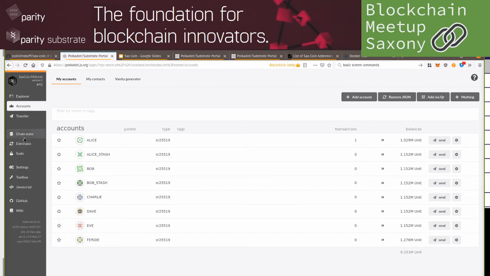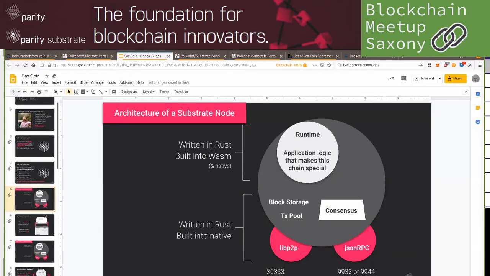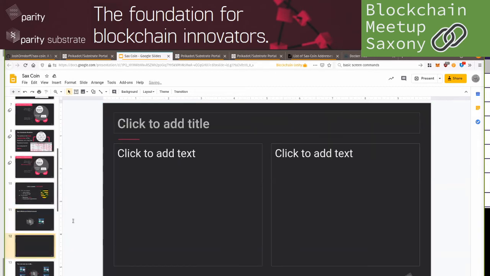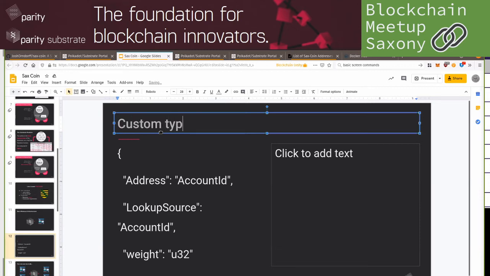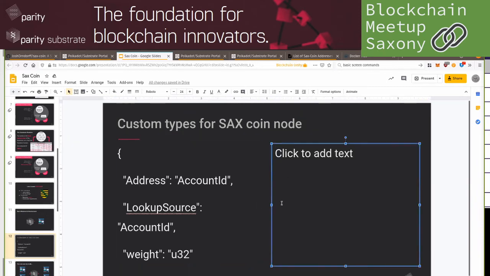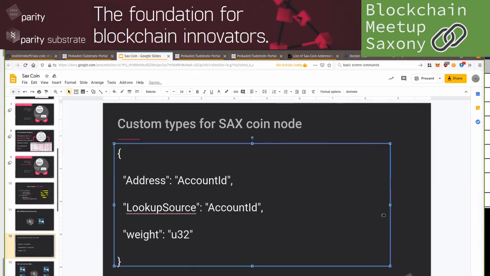So in order to let you all participate and follow along, let me just copy that all. And I'm going to do it in this kind of not that sexy of a way, but I'm just going to make a new slide and paste it all right in here. Custom types for Saxcoin node. Okay, cool. There we go.